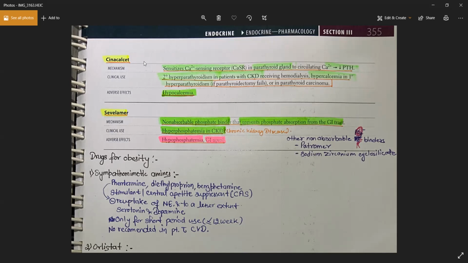Any doubt about the cinacalcet or the sevelamer? No, thank you.